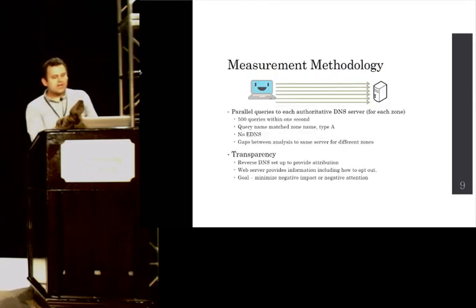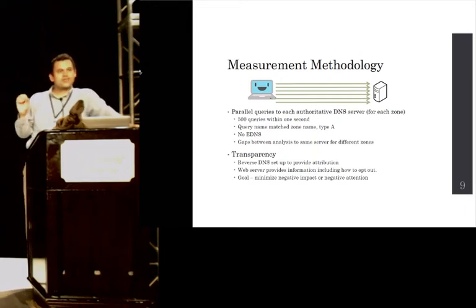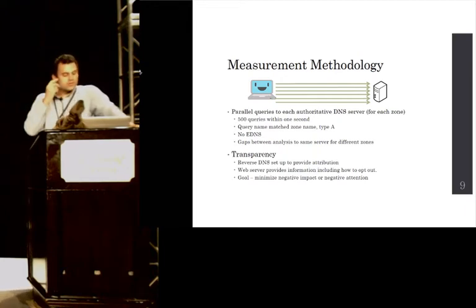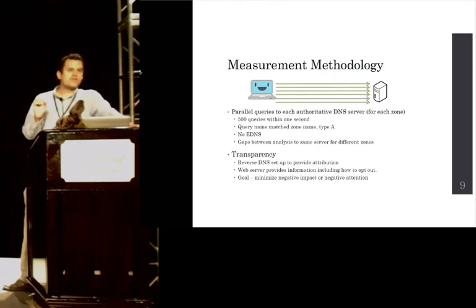Okay, so moving on to the methodology, as you might suspect, the way we did this was for each of these servers and domains for which it was authoritative, we sent a burst of queries in parallel to it. Now we wanted to minimize impact. We didn't want this to look like an attack or look too anomalous, and so we just did it once. One burst of 500 queries within a single second.